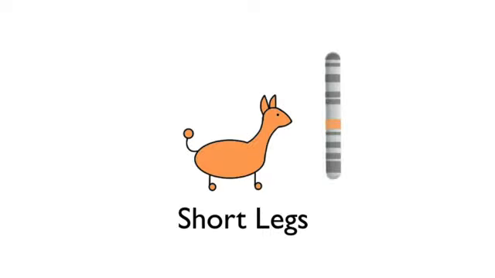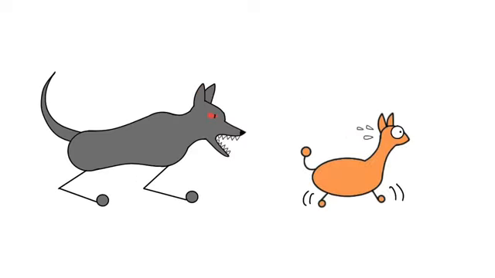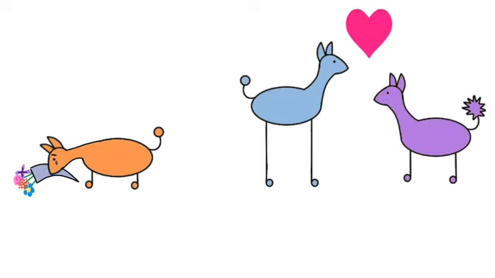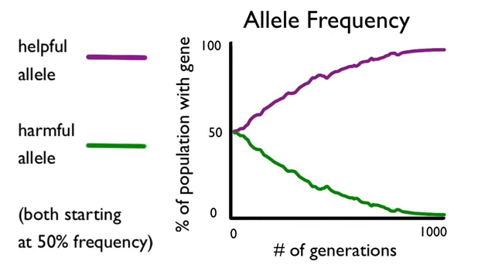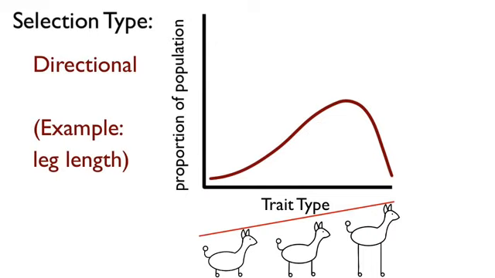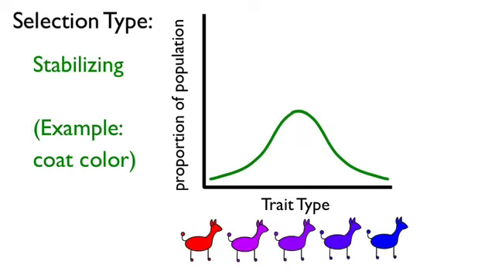However, a harmful allele, an allele that decreases evolutionary fitness, will be selected against. That individual will have fewer or even no descendants in the next generation. There are several different types of selection based on which alleles are most beneficial. Directional selection happens when an allele for a more extreme trait is the most beneficial. Stabilizing selection happens when an allele for an intermediate trait is the most helpful, not too much one way or the other.